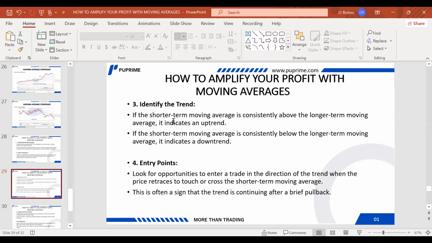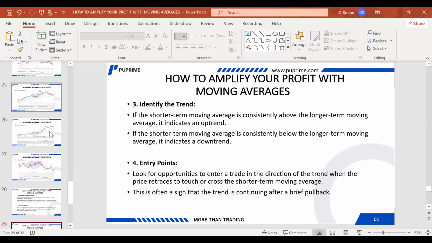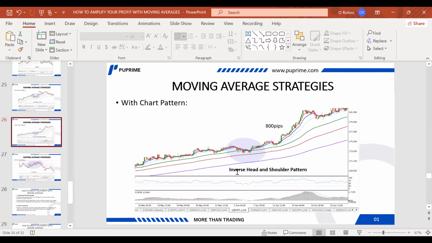So we say if the shorter term moving average is consistently above the longer term moving average, it indicates an uptrend. Let's quickly take a look at that again. If the short term moving average is consistently above the longer term moving average, it indicates an uptrend. Here, the red moving average up there is a 5 EMA, the blue is a 10 EMA, the light green is 20, the green is 50 moving average. You can see that the shorter term moving average is pointing upwards, and the longer term ones are all following suit. So giving us an insight into the overall trend here, which is a bullish trend.